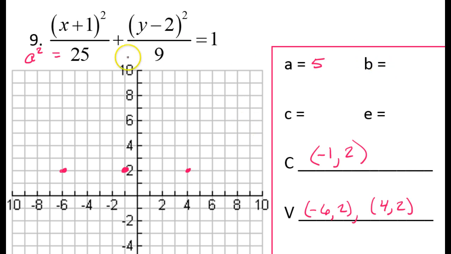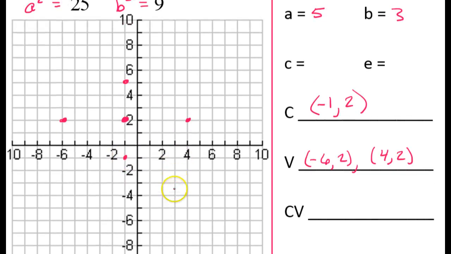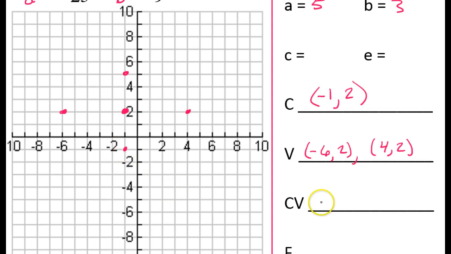Now let's find the b value. Well, b squared is going to be the smaller denominator. If b squared is 9, that means b is 3. Because the 9 is with the y term, I will do plus and minus 3 in the y direction. So starting from the center, I will go up 3 and down 3. These are my co-vertices. So my co-vertices are -1, -1, and -1, 5.